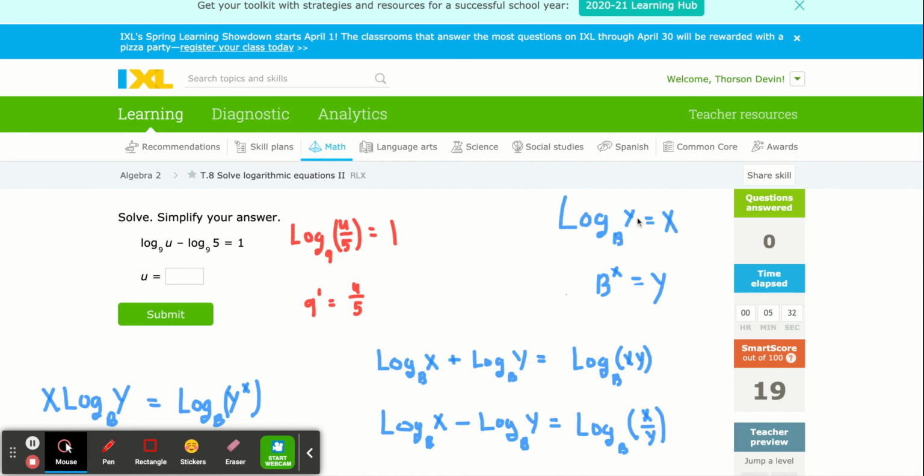And always remember how to convert between a logarithm and an exponential. Log base b of y equals x is just b raised to the x equals y. This is the base, this is the exponent, this is what it equals.